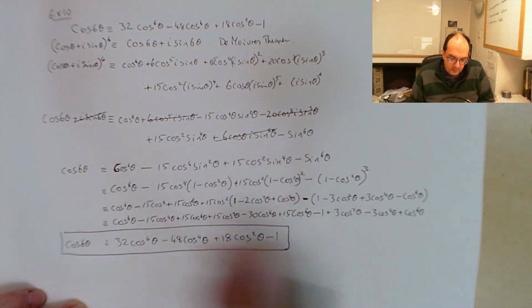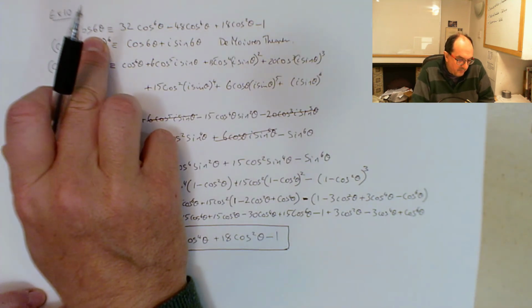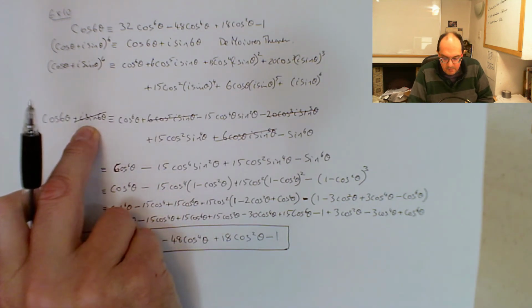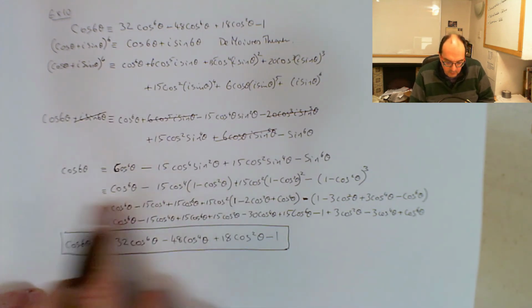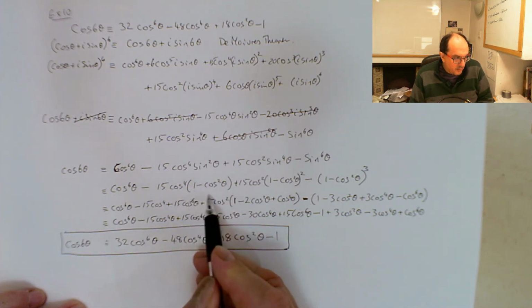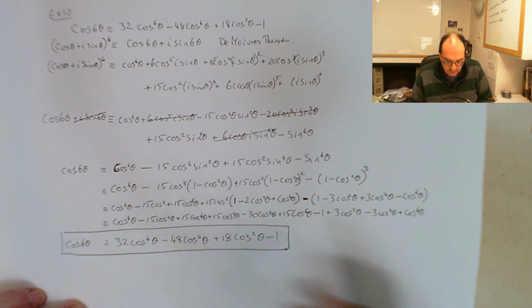But you know how it's done. You can see how it's done here. If it was sine 5 theta, you do exactly the same things we've done here, but then equate the imaginary parts, and again use the identities we know in order to replace cosines for sines and so on and so forth.